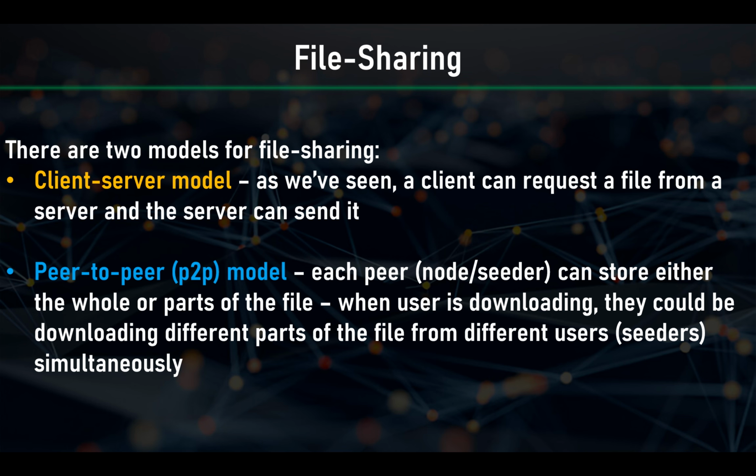So at each peer, node or seeder can either store a whole or parts of the file. When the user is downloading or leeching, they could be downloading different parts of the file from different users, or different seeders simultaneously. So this can have an advantage, for example, being quicker.